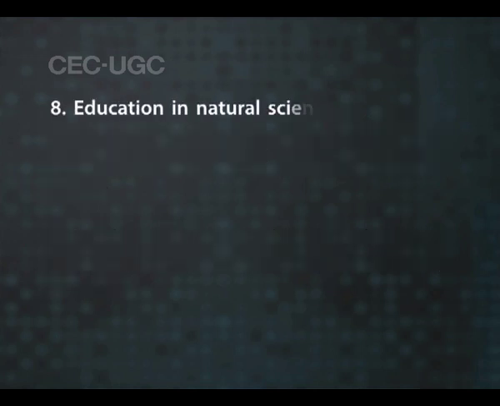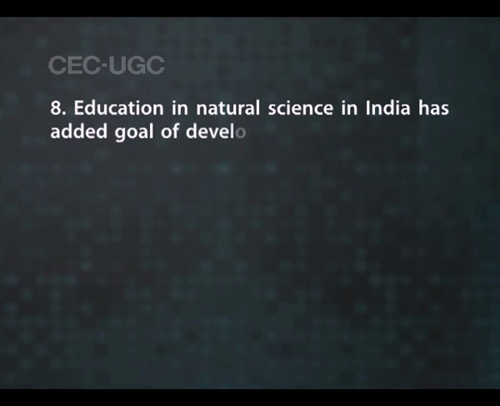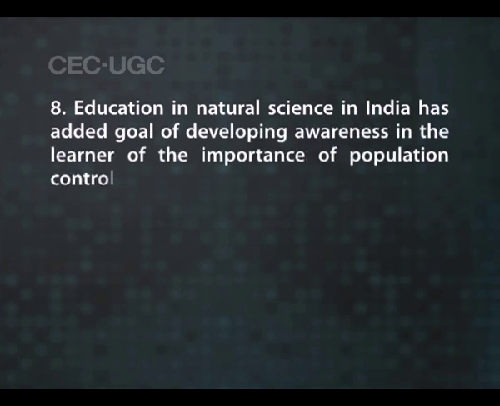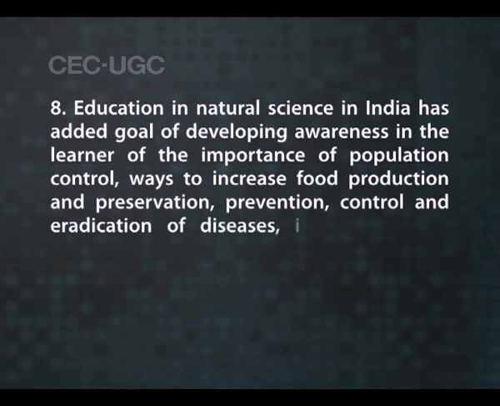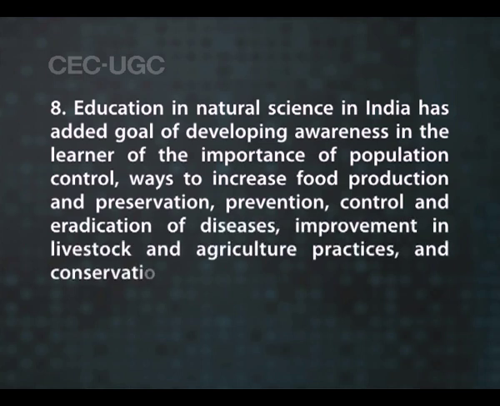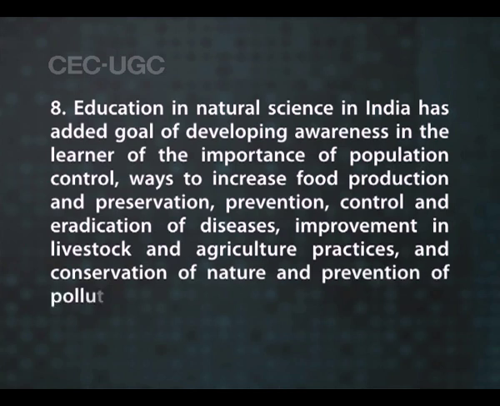8. Education in natural science in India has the added goal of developing awareness in the learner of the importance of population control, ways to increase food production and preservation, prevention, control and eradication of diseases, improvement in livestock and agriculture practices and conservation of nature and prevention of pollution.